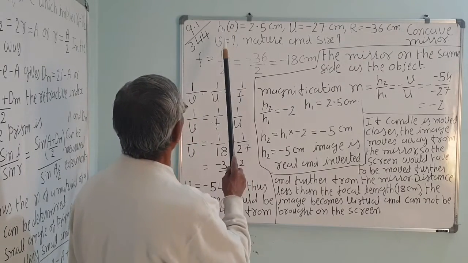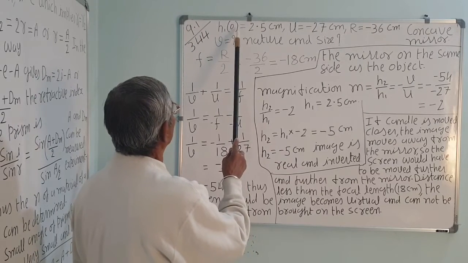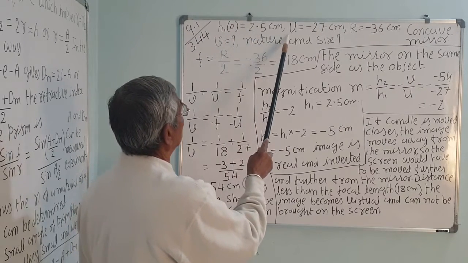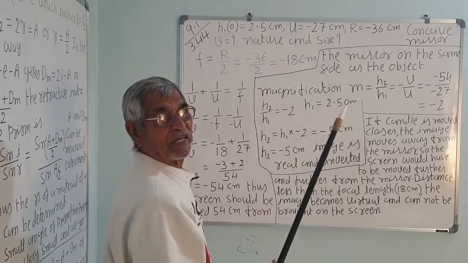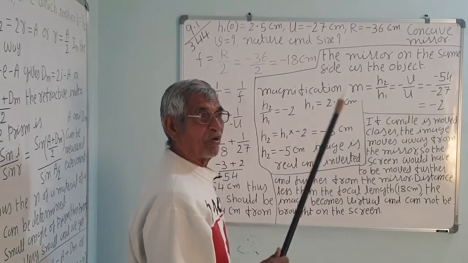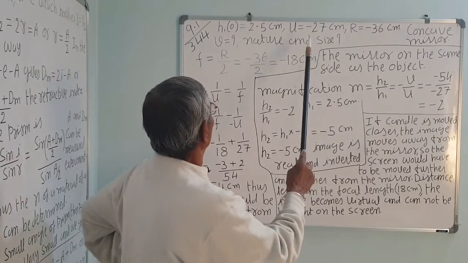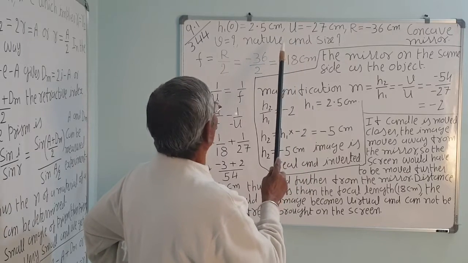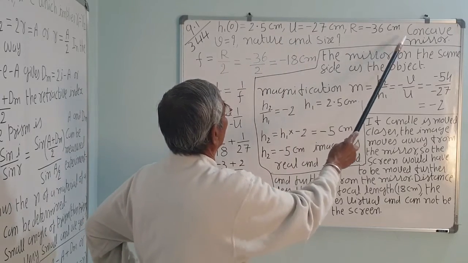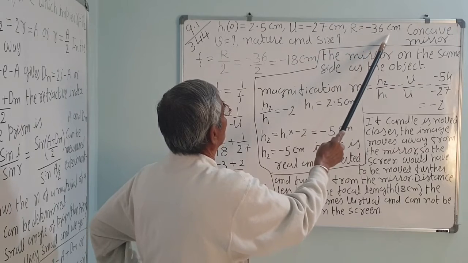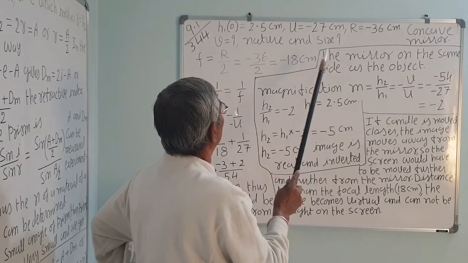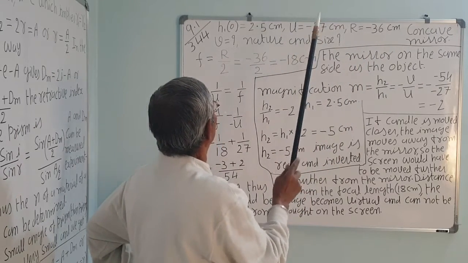Now, object size H1 is 2.5 centimeter, U is minus 27. U is always negative, remember, whether lens or mirror, concave or convex. Right? This is for concave mirror, mirror is concave here. So, radius of curvature is minus 36 centimeter and U is minus 27 centimeter.